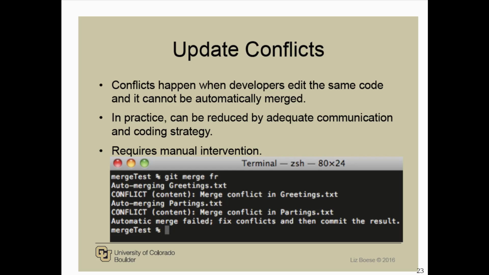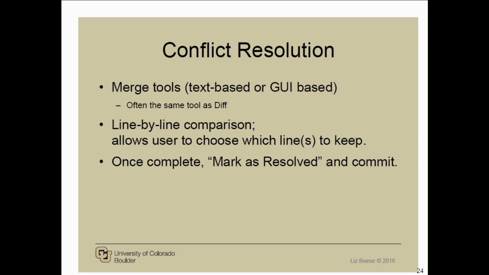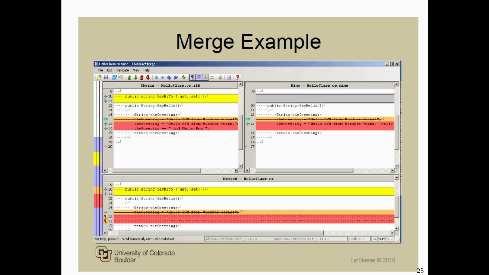So a merge conflict occurs when two developers edit the same lines of code. This is generally sorted out through discussion and can be done using merge conflict tools. It does require manual intervention. So merge tools, text-based or GUI-based, are often the same tool as a diff. These will offer line-by-line comparisons and allow the user to choose which lines to keep. Once completed, mark as resolved and commit. So this is what a merge example might look like. You can see on the left we have theirs, on the right we have mine, and then below we have a merged version.